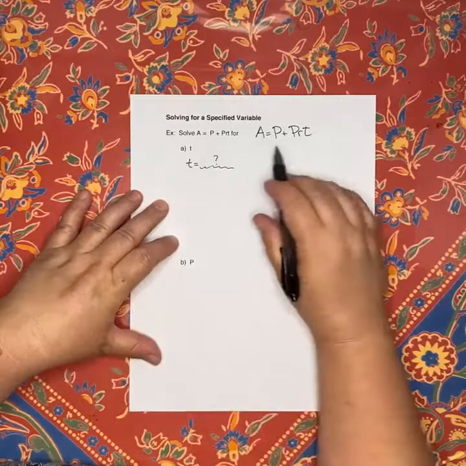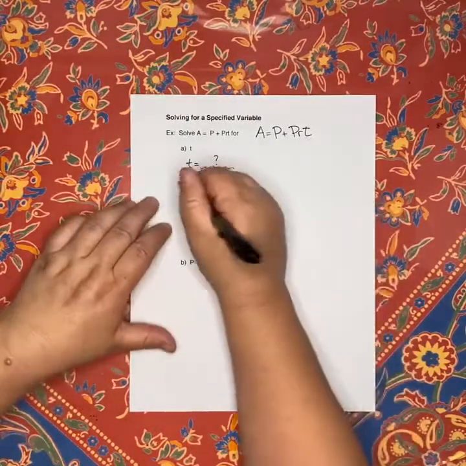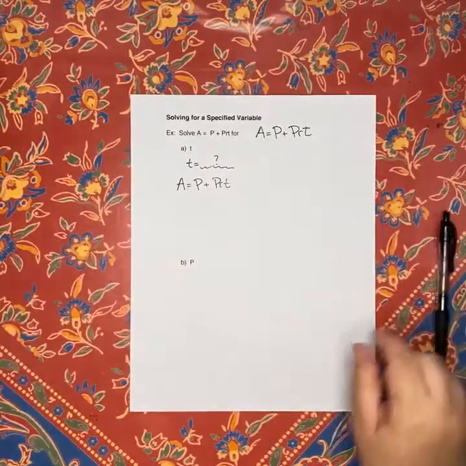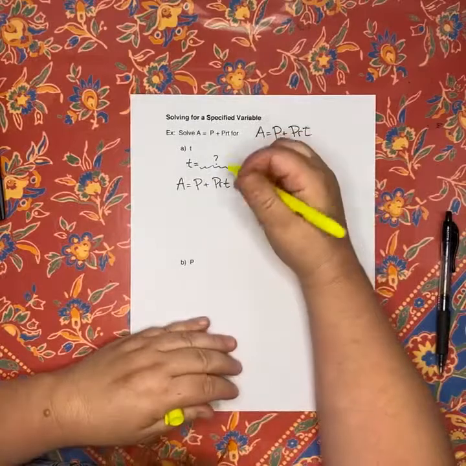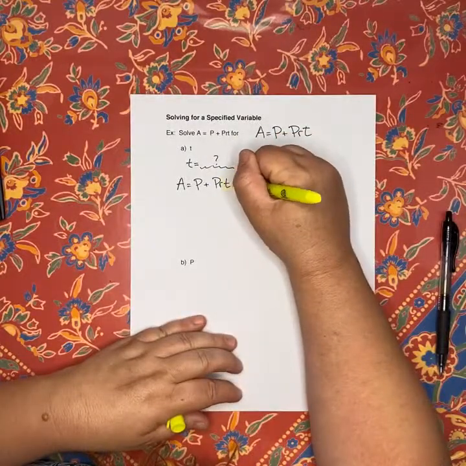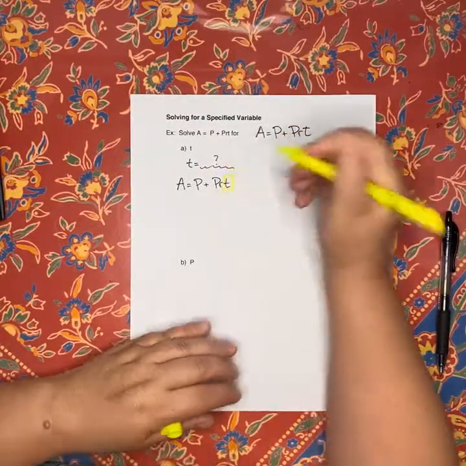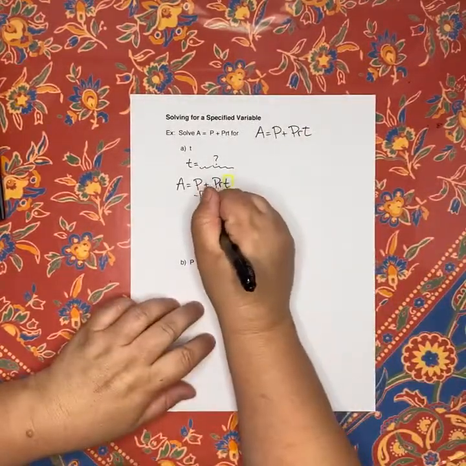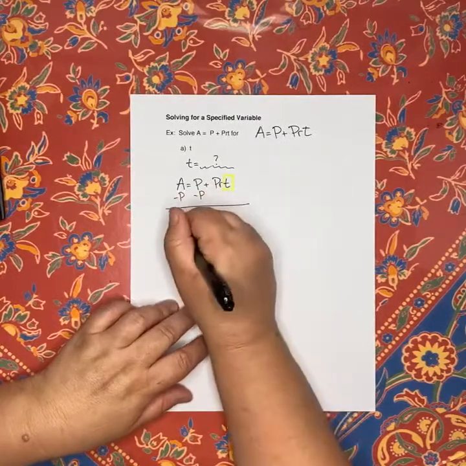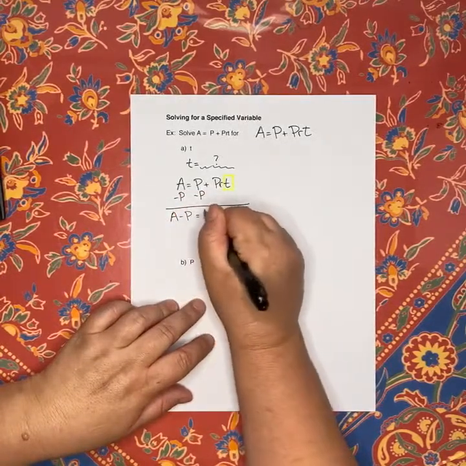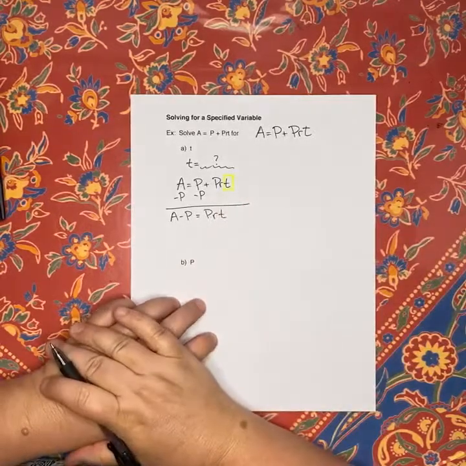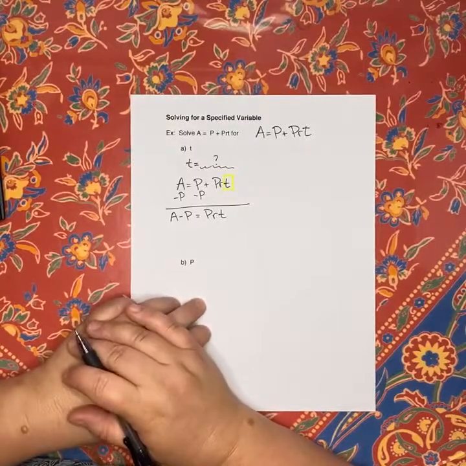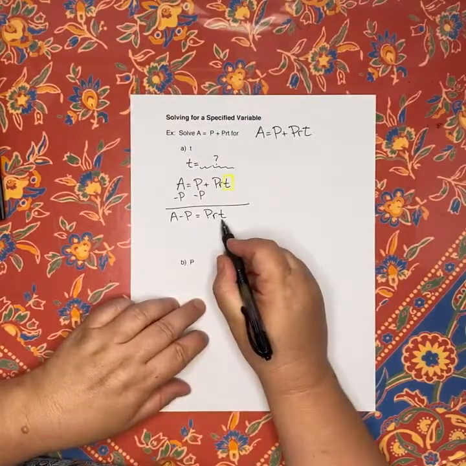So let's go ahead and approach it. I've got A equals P plus PRT, and I want that T by itself. First thing I'm going to do is subtract P from both sides. I get A minus P equals PRT. Sounds like it would make a good song, you know, PRT. Anyway, I want to get T by itself.